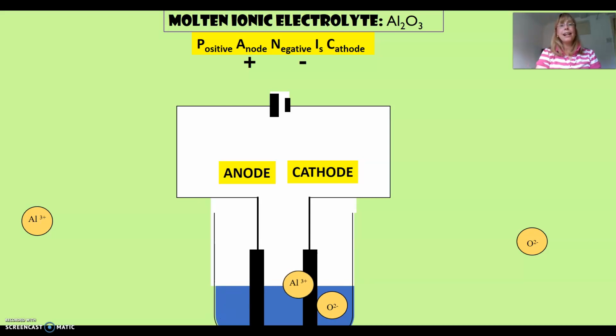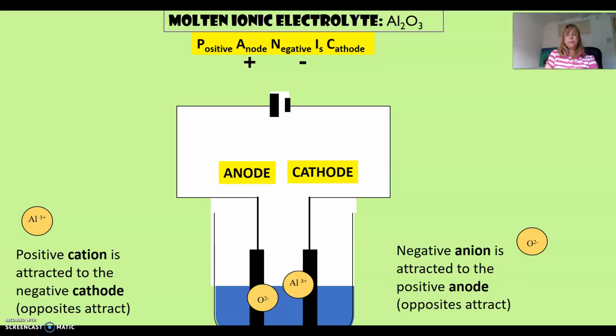Positive ions are called cations. I remember the t in cations looks like a positive sign. So positive ions can be called cations, and that's why the electrode the cations go to is called the cathode. The negative oxygen ions are going to be attracted to the positive electrode. Negative ions are called anions, so the positive electrode is going to get its name from that. It's going to be called the anode. So it's all about opposites attracting.